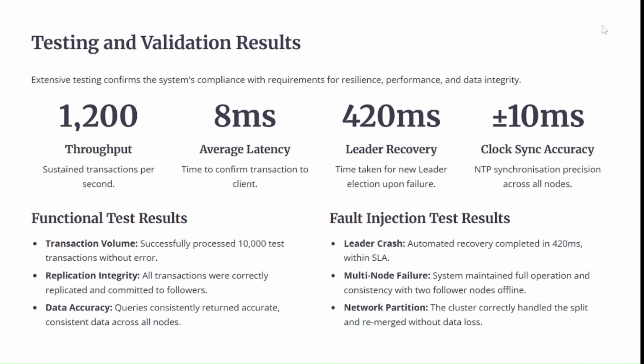In total, we tested 10,000 transactions and every single one was processed without errors or data loss. Even when we simulated crashes and network problems, the system continued to run smoothly and stayed consistent.